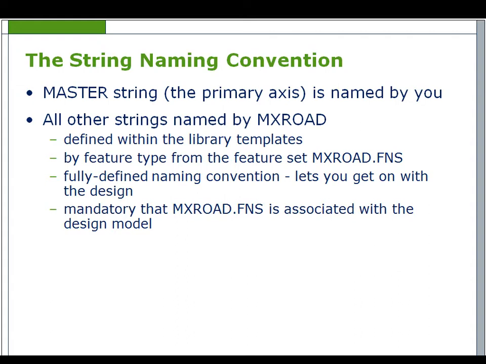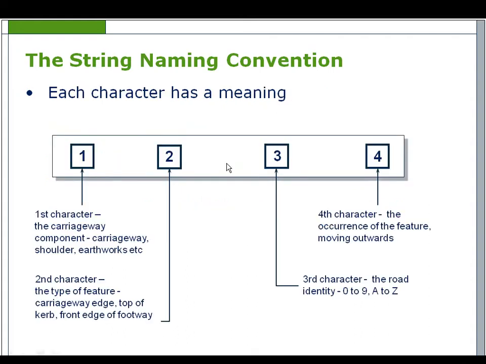mxroad.fns. This means the fully defined string naming convention lets you get on with the design, although it is mandatory that the MX Road feature name set is associated with the design model. String labels have 4 characters. The first character is the carriageway component, M for master string, C for carriageway. The second character defines the type of feature, so MC would be a master string centerline, CE would be a carriageway edge. The most important character is the third.